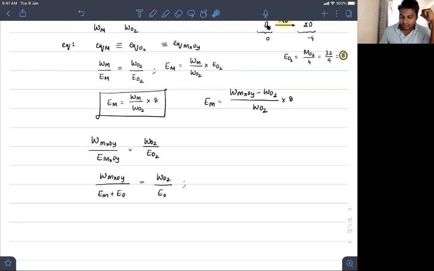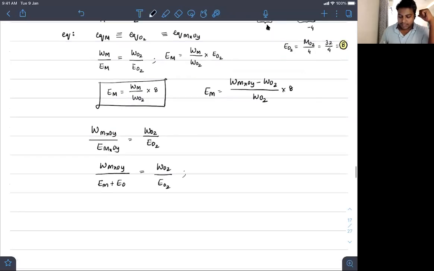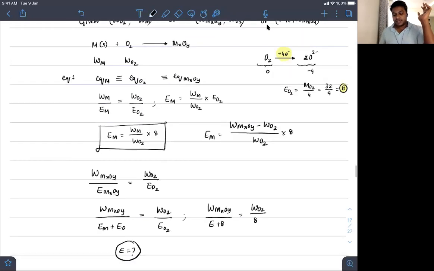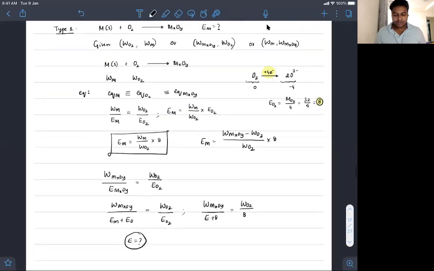And equivalent weight of oxygen I have already calculated, correct? Whether it is O2 or O, equivalent weight remains the same. It is always going to be 8. So therefore, weight of the metal oxide divided by E plus 8 is equal to weight of the oxygen divided by 8. From here we have to calculate what is E. Clear? So however the question is given to you, this is what you have to do from now on in all questions. You just have to equate the number of equivalents and calculate the unknown, equivalent weight of metal.